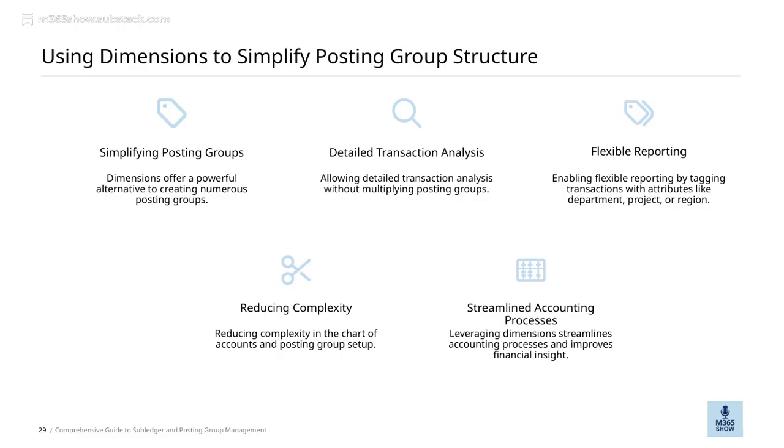Instead of creating multiple posting groups for different categories, we can tag transactions with attributes like department, project, or region. This makes our reporting more dynamic and adaptable to various analysis needs. Furthermore, dimensions allow us to perform detailed transaction analysis without multiplying our posting groups. It's a more efficient way to get granular insights without cluttering our setup.